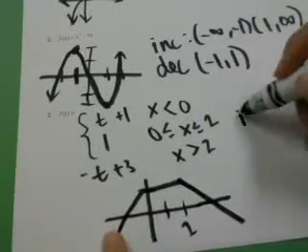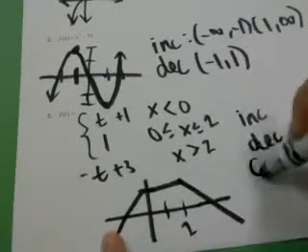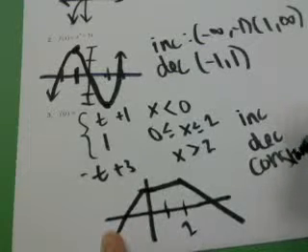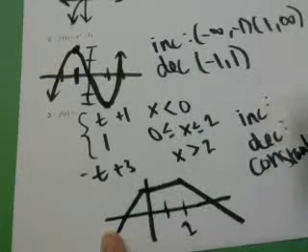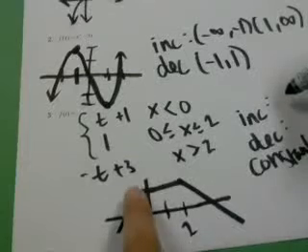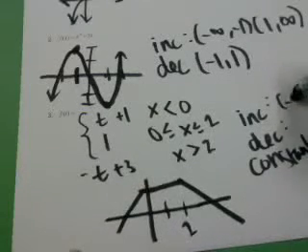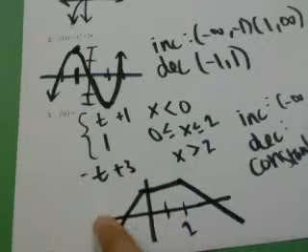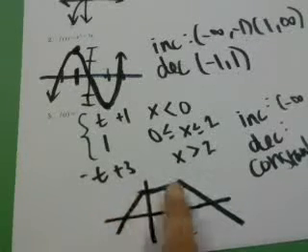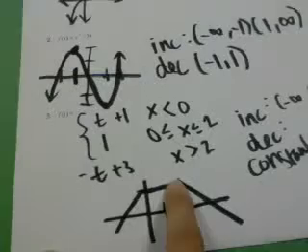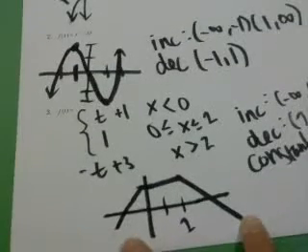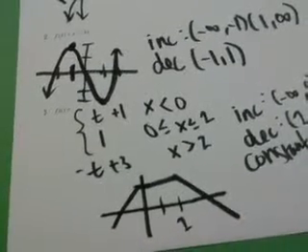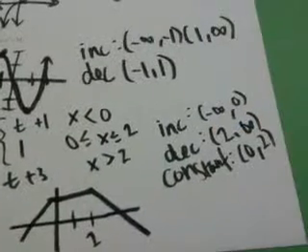If I look at my intervals of increasing, decreasing, and constant, from negative infinity to 0, it is increasing. From 0 to 2, it is constant because it's a straight horizontal line. And then at 2, it starts decreasing. So from 2 to infinity, it is decreasing. Make sure that answer's in your notes.